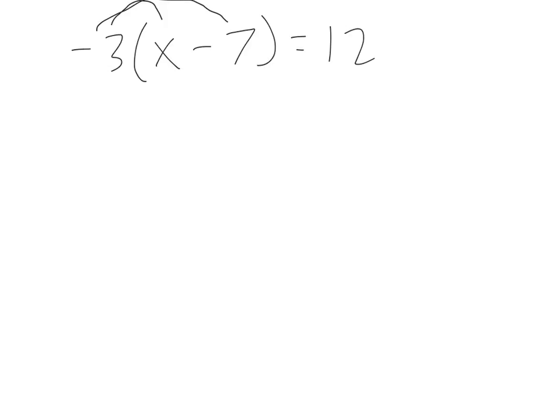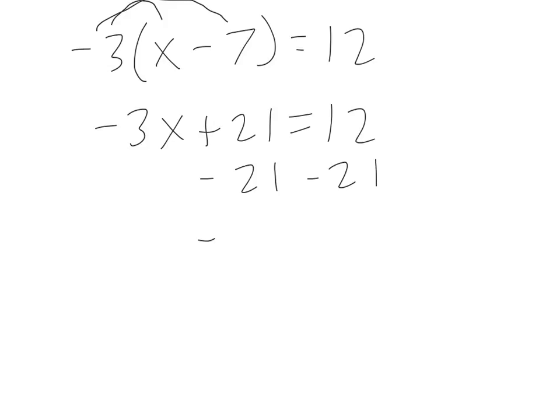So negative 3 times x is negative 3x, and negative 3 times negative 7, remember that's a negative 7, will give you a positive 21. So plus 21 equals 12. Now, once again, it's a two-step equation. Undo the addition, so subtract 21, and you get the 21's cancel out to leave negative 3x.